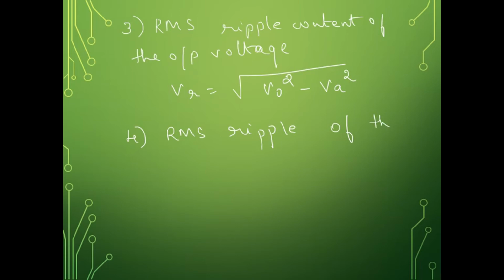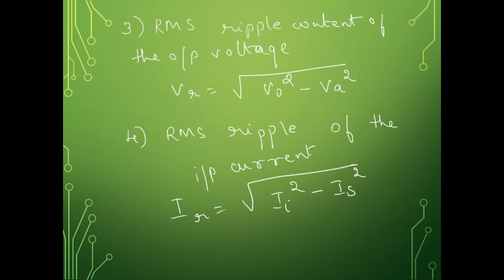Next is the RMS ripple content of the input current, that is IR is equal to root of II square minus IS square. The next one is the ripple factor of the output voltage, which is given by VR by VA. And the last one is the ripple factor of the input current, which is IR by IS.